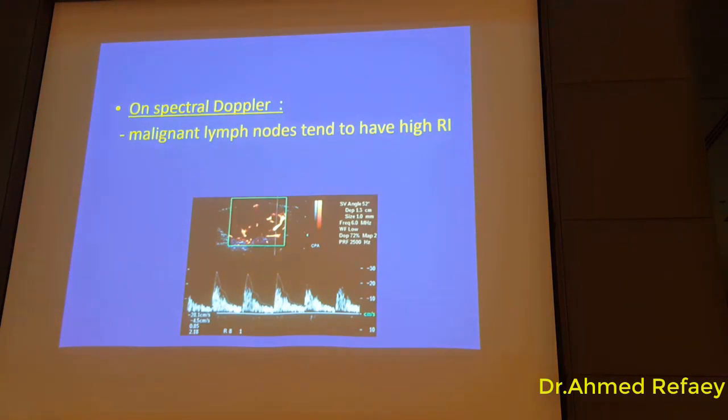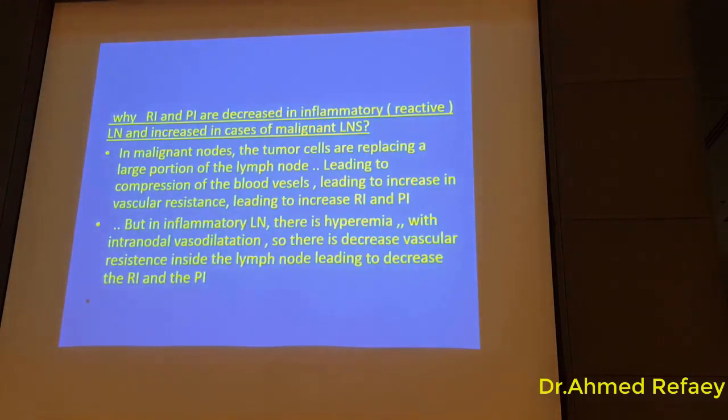The spectral Doppler study for the malignant lymph node is very important. We have an increased resistive index. What is the meaning of increased resistive index? It means increased resistance inside the lymph node. What is the cause of increased resistance inside the malignant lymph node, either metastatic or lymphoma? Because the tumor cells, either lymphoma or metastasis, replace the normal cells of the lymph node. The tumor cells are rigid cells, compressing the intranodal blood vessels. That's why it causes increased resistance in the lymph node.